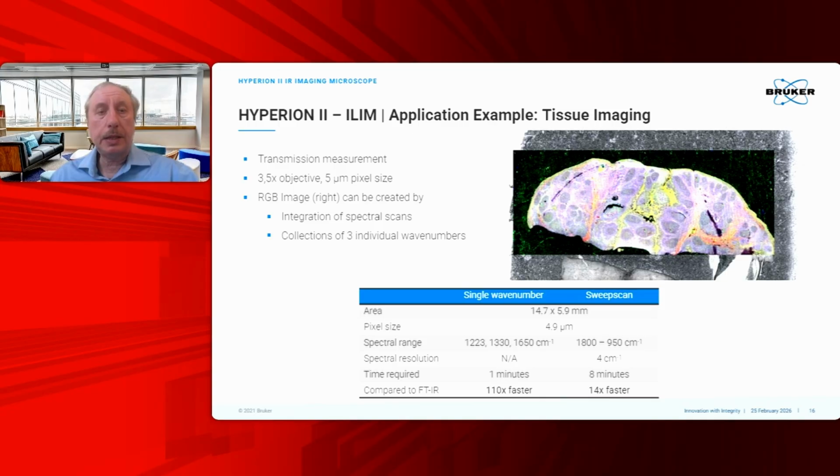This slide shows the comparison between a regular FTIR method and QCL-based imaging. If you do single wave number imaging, it's about 110 times faster than FTIR. If you do a sweep scan, it's 14 times faster. Obviously, you get a high advantage of using QCL-based systems over an FTIR microscope.